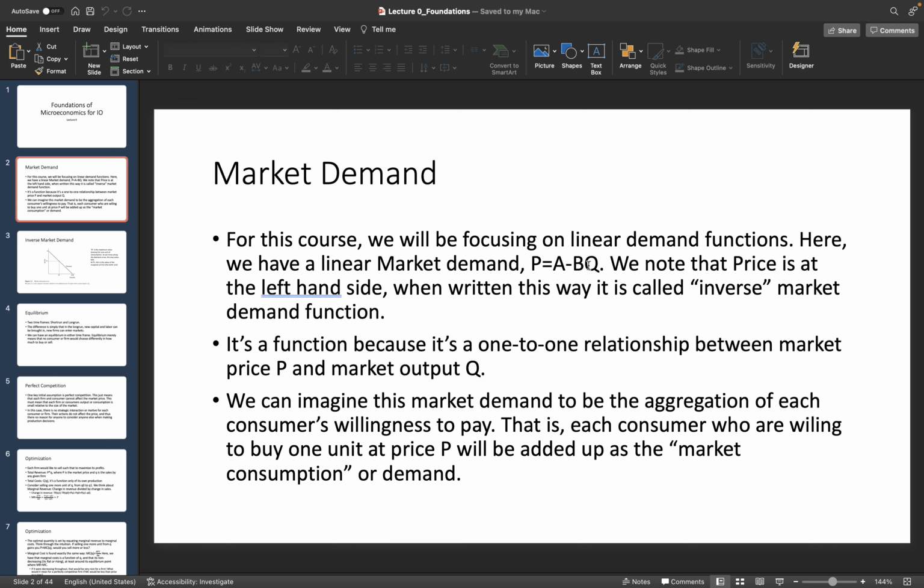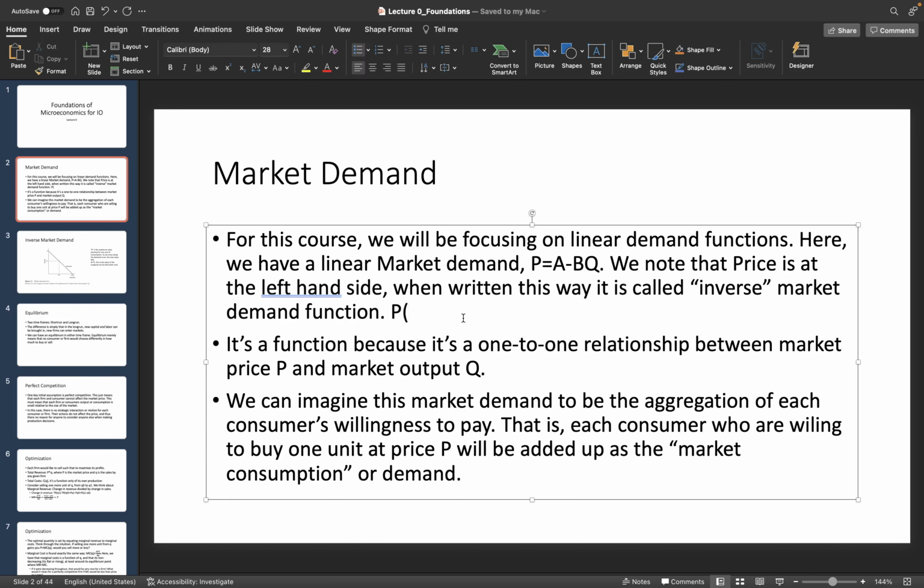This is just a simple equation. You can do this in X and Y. In particular, P is on the Y-axis and Q is on the X-axis. A is the intercept, and B is the slope, or minus B is the slope. When price is on the left-hand side, written this way, it's called the inverse market demand function, because typically when we think about demand, we think about Q as a function of P, but it's the inverse demand function when P is a function of Q.